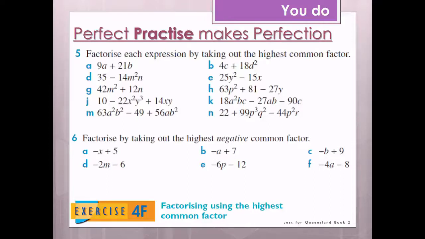Question 5, question 6. Question 5, again, factorise by taking out the highest common factor. You'll notice that a couple of these get challenging because some of these have 3 terms in them. So you need to find the highest common factor of 3 terms, write it on the outside, and then you have your 3 terms inside the brackets. Question 6 is a little bit of extension work because it's actually asking you to find the highest common factor that's a negative number.